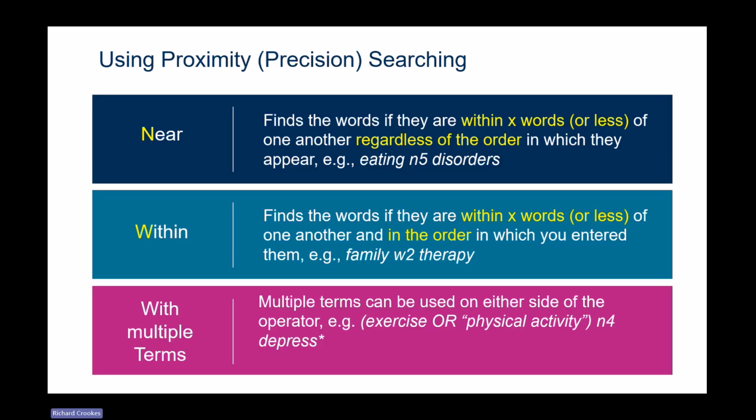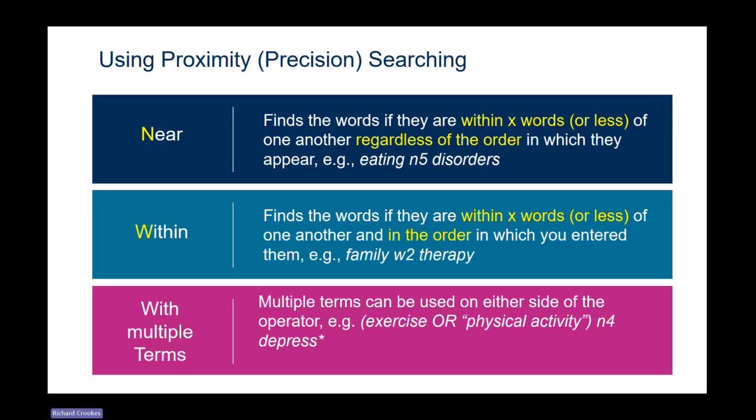So these operators are available for the EBSCOhost platform. So you have near and within. So near is broader because it searches the terms near each other, regardless of the order that you enter them, and with a specified word range. So using eating N5 disorders, it will find the term eating near 5 words or less of disorders, as well as disorders near 5 words or less of eating. So the number there is literal. Some platforms, for example, may say ADJ4 or 5, and then 5 will be 4 words or less.